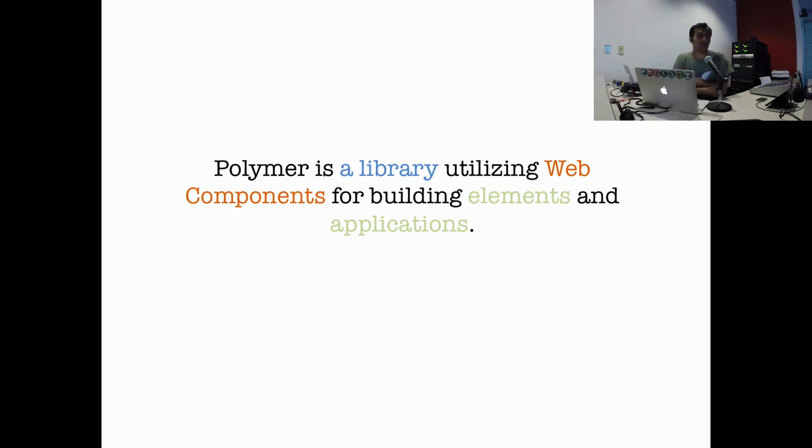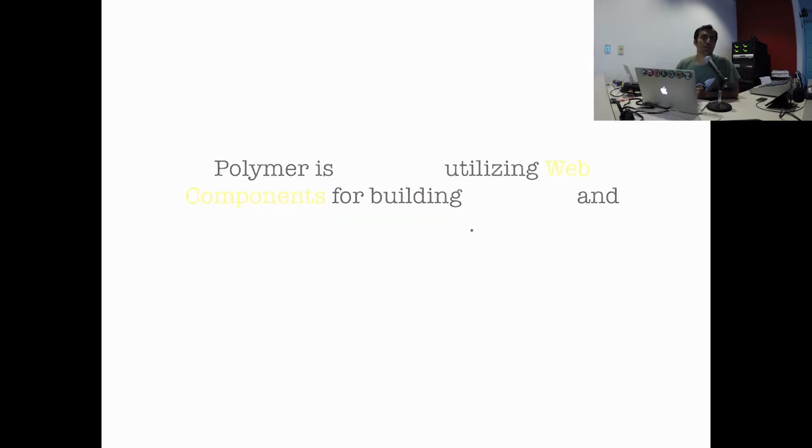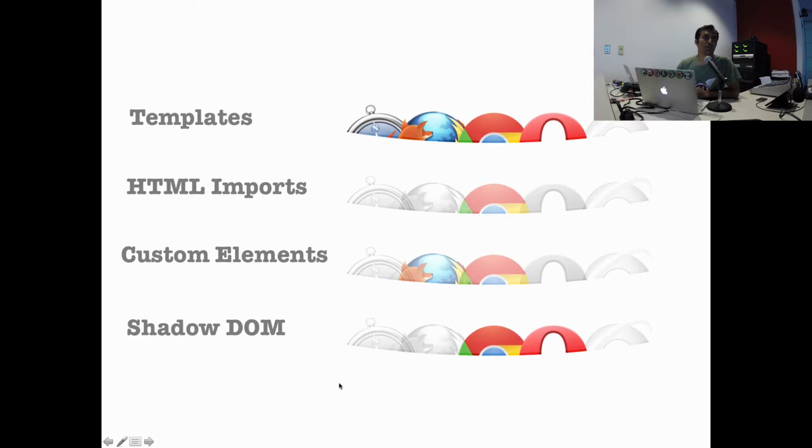So now that we all know what web components are and what the specification for web components is, let's dig into Polymer and what Polymer is. Polymer is literally a library utilizing web components for building elements and applications. So it's built on top of web components. It expects web components to be implemented before you start using Polymer, right? But you might say none of the browsers implement those, right? Nothing has implemented all 4 of those. So how can we use Polymer?